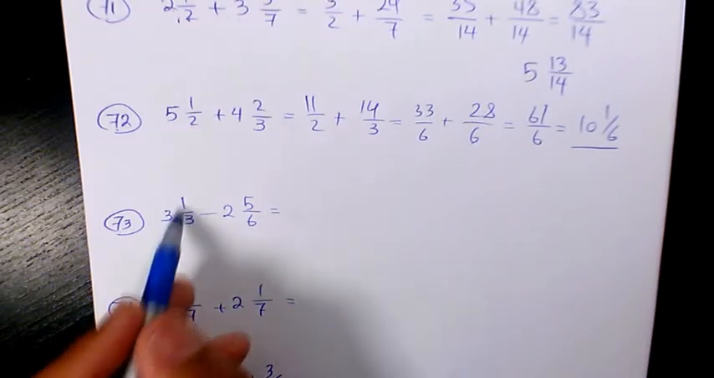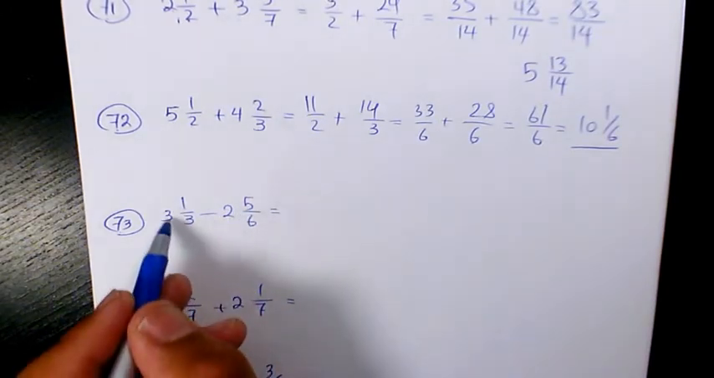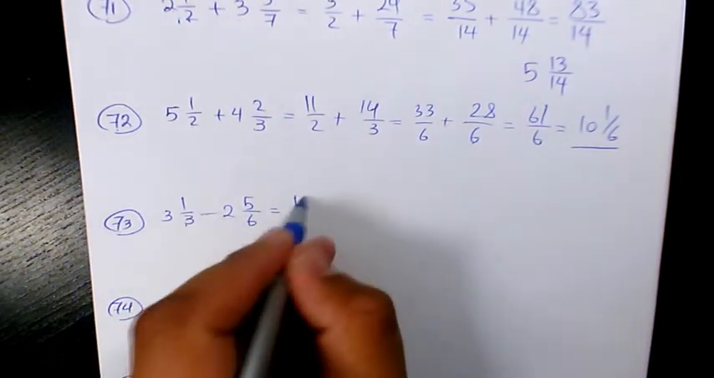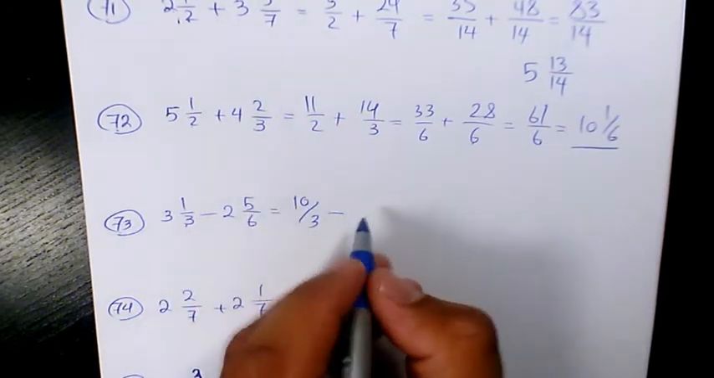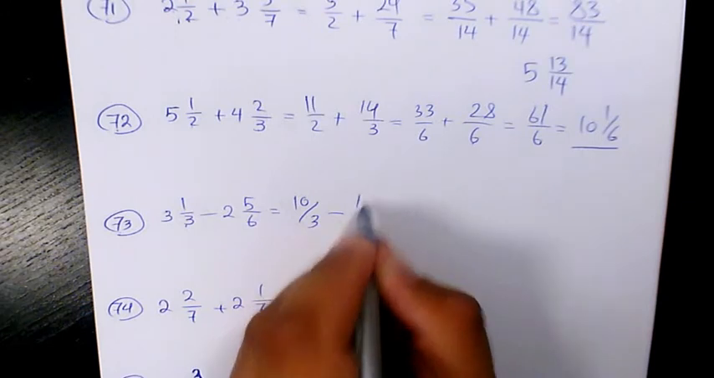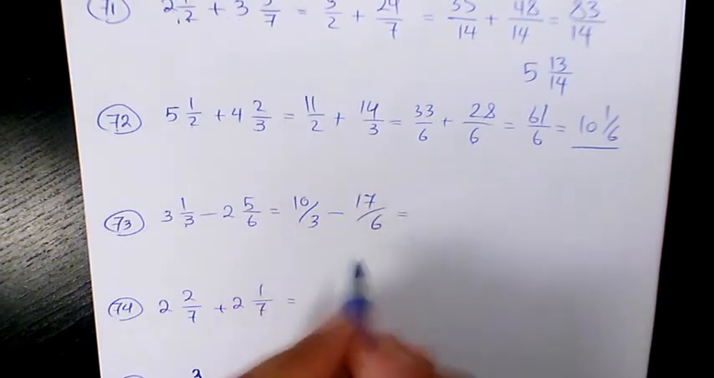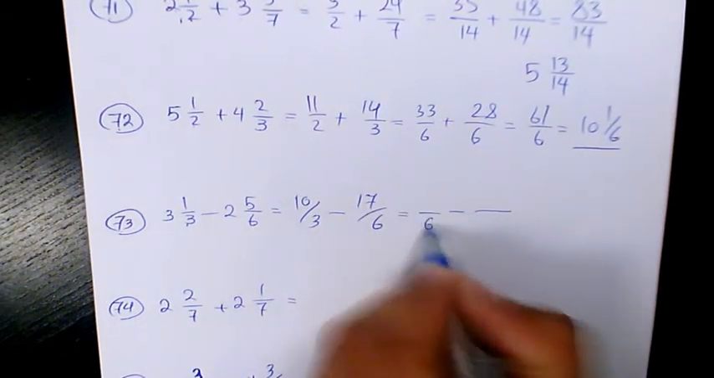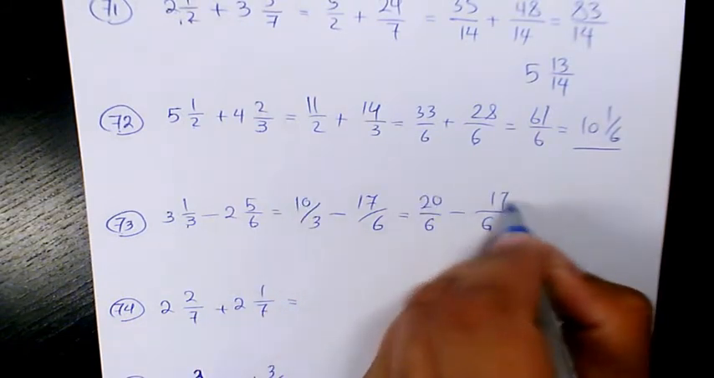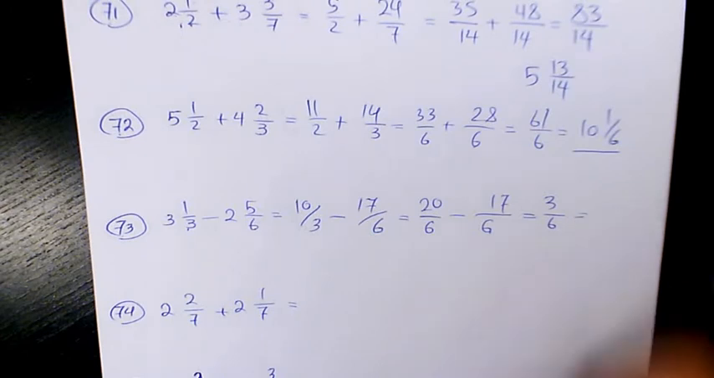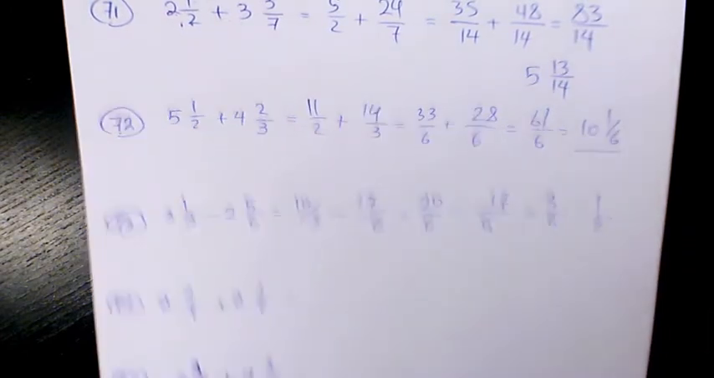Next one. 3 1/3 minus 2 5/6. 3 times 3, 9 plus 1 is going to be 10. 10 over 3 minus 2 times 6, 12 plus 5 is going to be 17 over 6. Common denominator is going to be 6. 10 times 2, 20 minus 17 is going to be 3 over 6. When you reduce it, it's going to be 1 over 2.